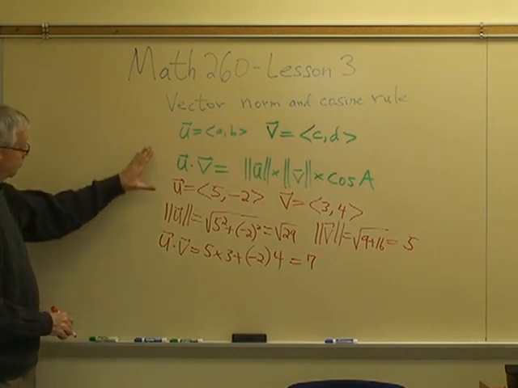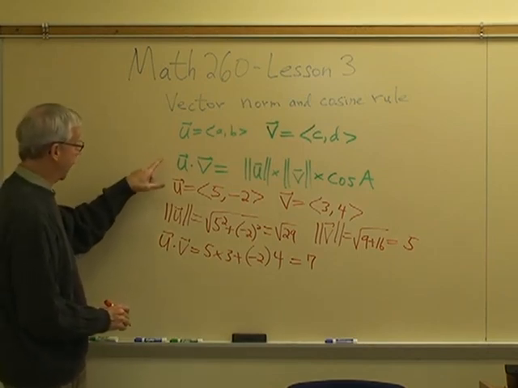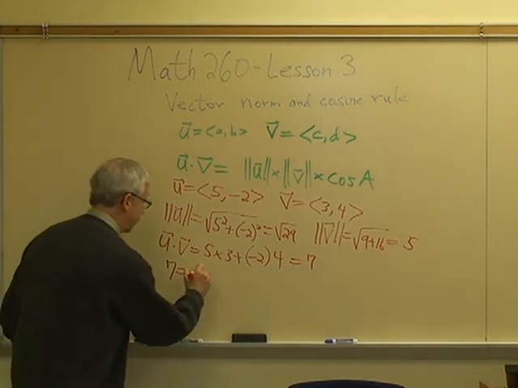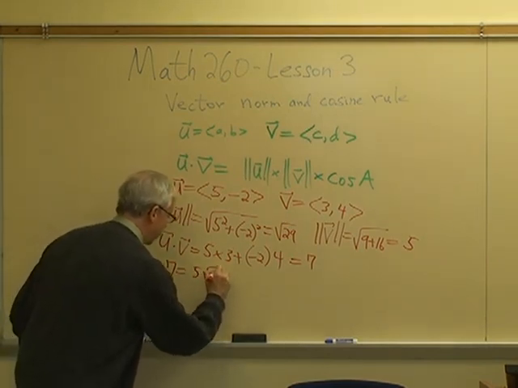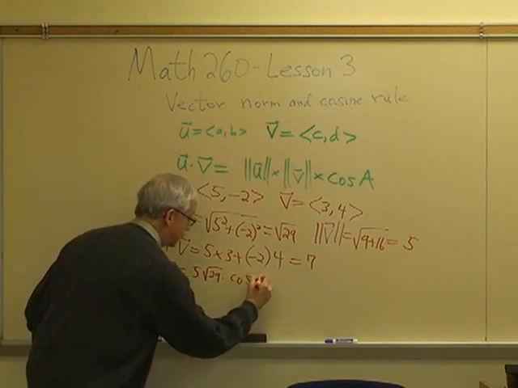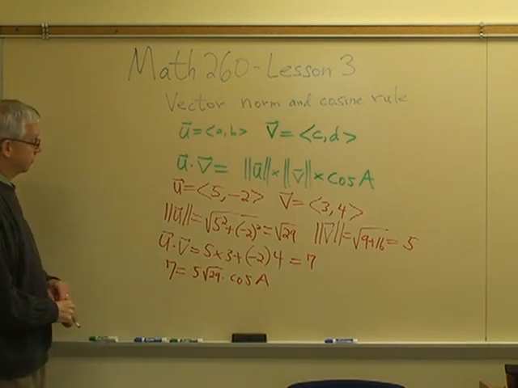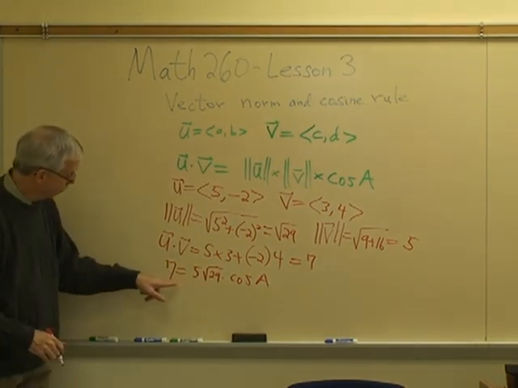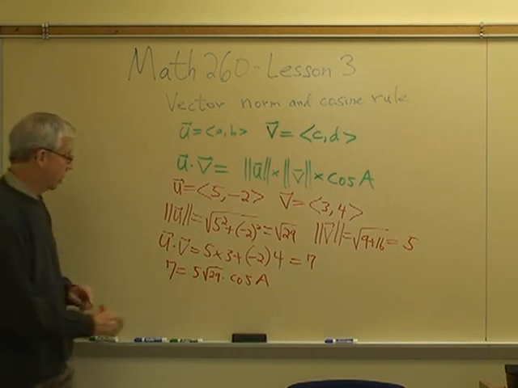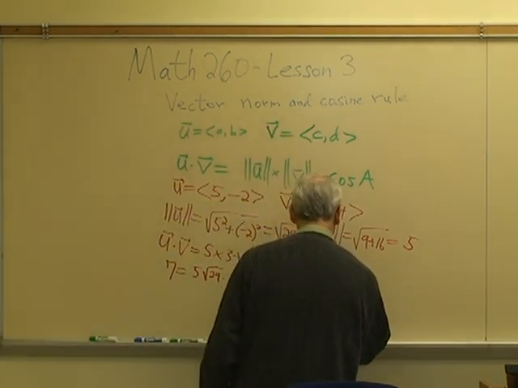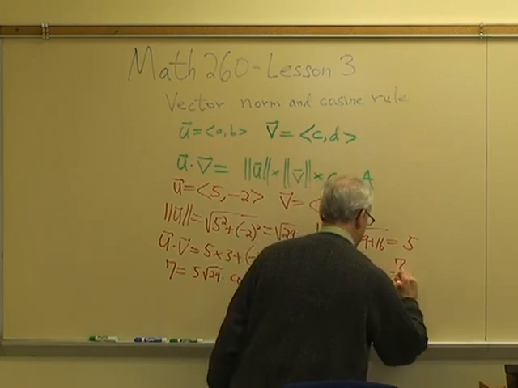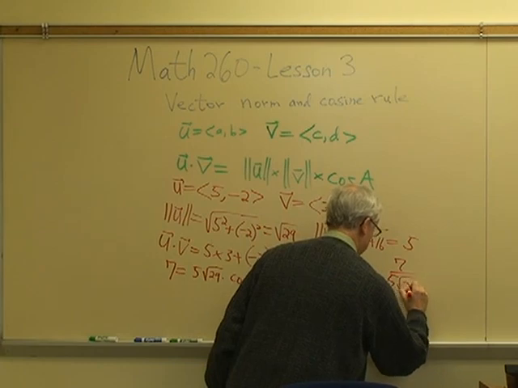So now we can set up our formula. What does it tell us? It tells us that u dot v, 7, is equal to the product of the lengths, 5 times the square root of 29, times the cosine of the angle between. So now we just divide both sides by 5 square roots of 29, and I solve for the cosine. So the cosine of this angle is exactly 7 over 5 times the square root of 29.